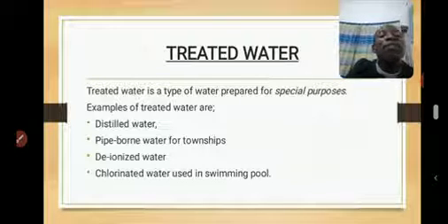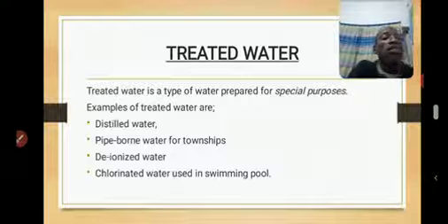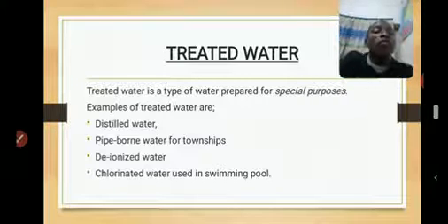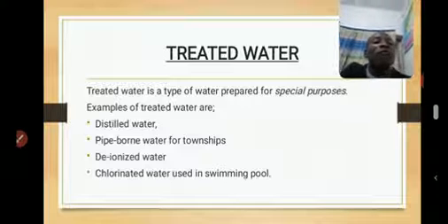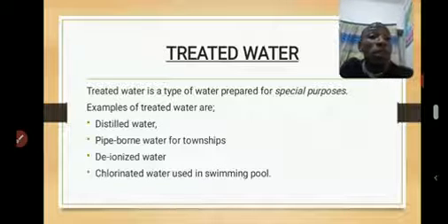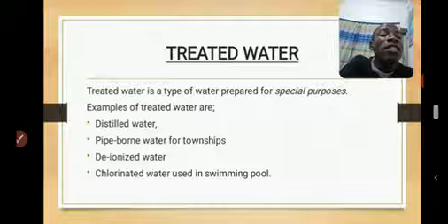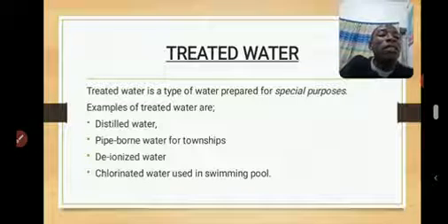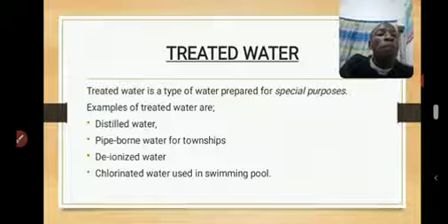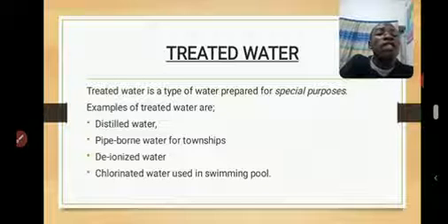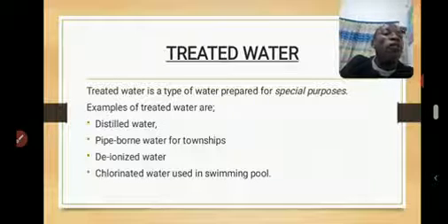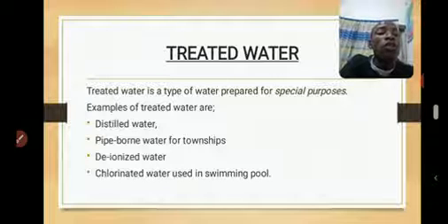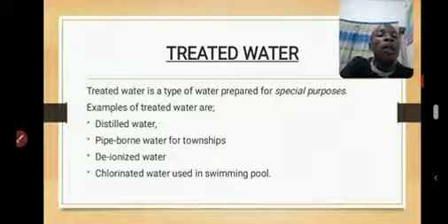And they are usually made for special purposes. Examples of treated water is distilled water. You make distilled water by evaporating the water and condensing the vapor that comes after. That's distilled water. Pipe-borne water undergoes about 5 stages before it can be pumped into your homes. We are going to see those stages now.